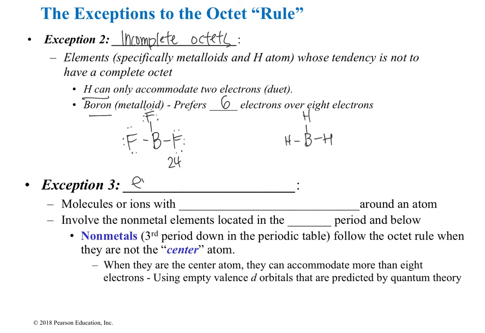Last one is expanded octets. I like these ones. These are molecules that are able to have more than 8 valence electrons around the central atom. Remember, it's if they're in the 3rd period or below, so n equals 3 or lower, only if they're the central atom, because they get to use some empty d orbitals.